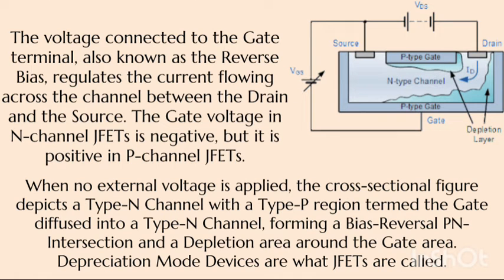The voltage connected to the gate terminal, also known as the reverse bias, regulates the current flowing across the channel between the drain and the source. The gate voltage in an N-channel JFET is negative, but is positive in a P-channel JFET. When no external voltage is applied, the cross-sectional figure depicts an N-type channel with a P-type region. The gate is diffused into the N-type channel, forming a reverse-biased PN junction and a depletion area around the gate area. Depletion mode devices are what JFETs are called.